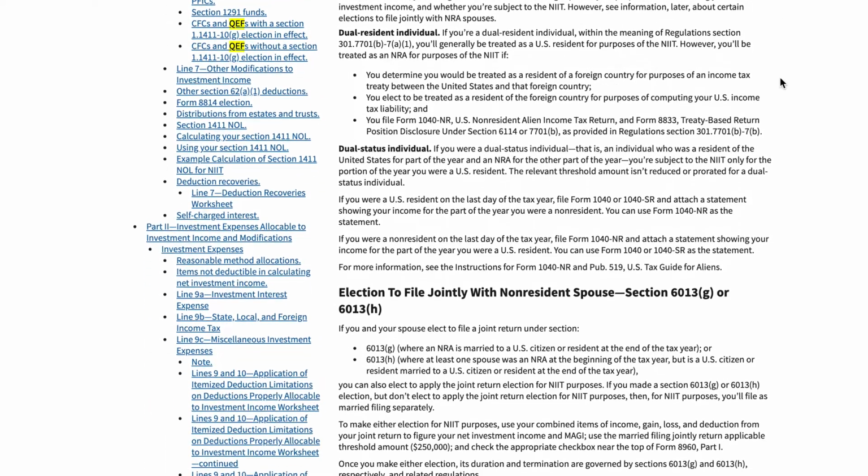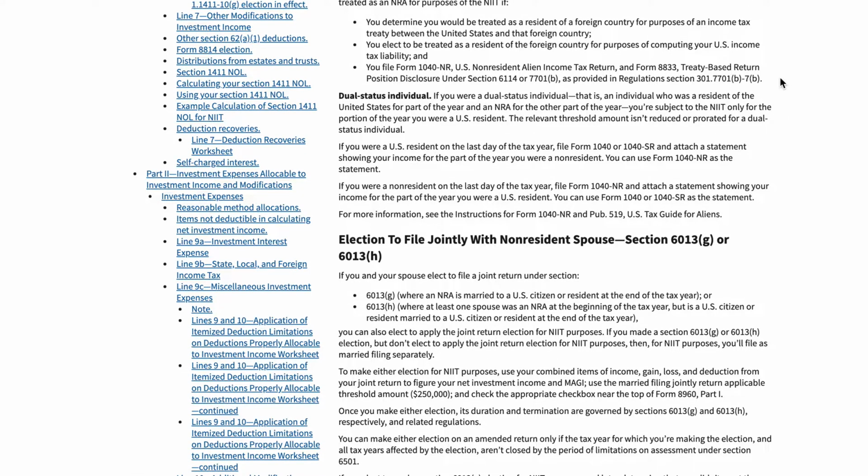The first two elections, Section 6013(g) and 6013(h), refer to different parts of the tax code for joint tax filers. Section 6013(g) is where a non-resident alien, that's what NRA stands for, is married to a U.S. citizen or resident at the end of the tax year. 6013(h) is where at least one spouse was a non-resident alien at the beginning of the tax year, but is a U.S. citizen or resident married to a U.S. citizen or resident by the end of the tax year.